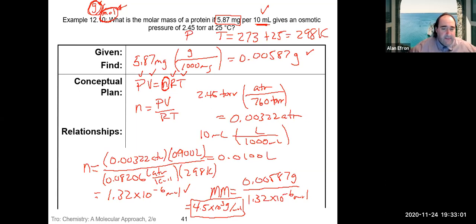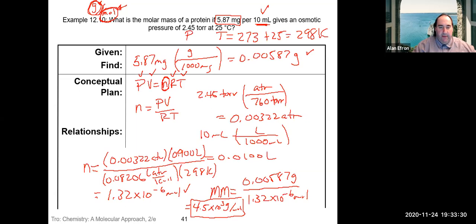It's a protein, so it's probably pretty big. Any questions on any of those steps? So the nice thing, I guess, about osmotic pressure type problems is it's usually kind of like an ideal gas law. So that's stuff that we've obviously done before. Any questions on any of those steps? Okay, so why don't you try one here and see what you come up with.